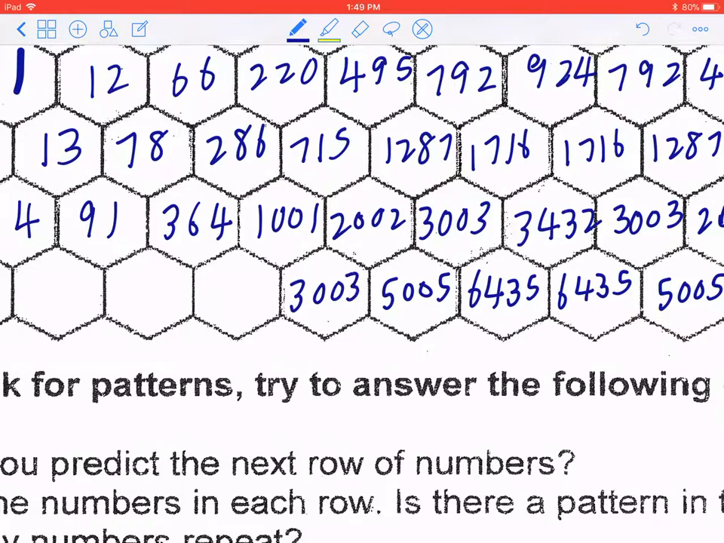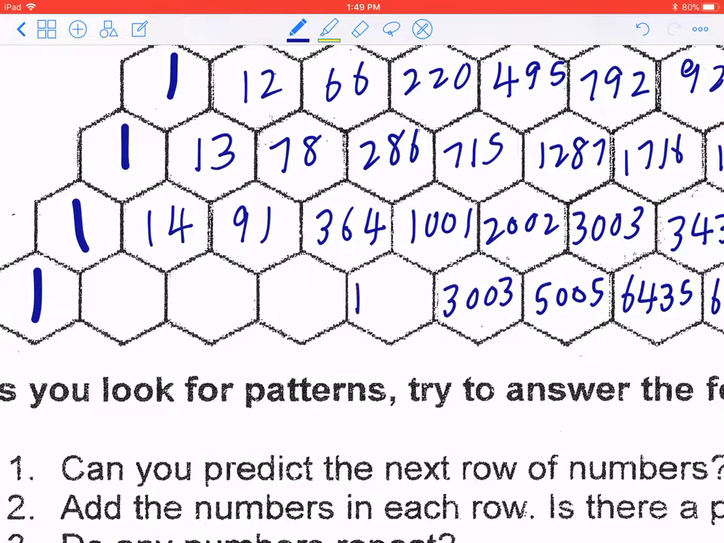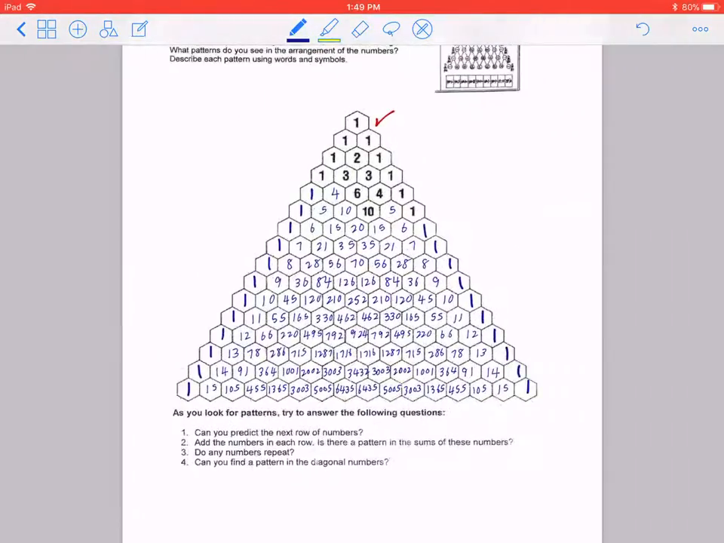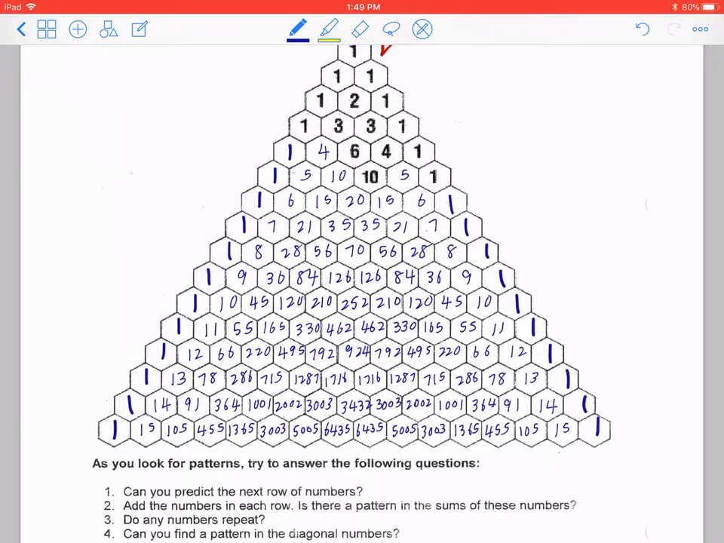3,003, 1,365, 455, 105, and of course 15. Okay. Now again, you don't have to do this every day, but if you understand how to compose the triangle, then you're ready for step 2.